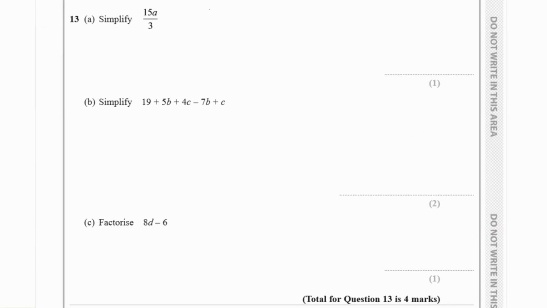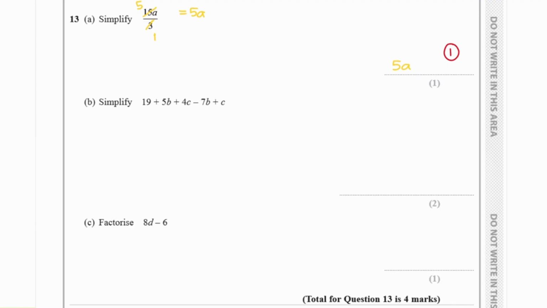Number 13, Part A, simplify 15a over 3. So in order to simplify this, we can just divide the numerator and denominator by the highest common factor, which is 3. So 3 divided by 3 is 1, and 15 divided by 3 gives us 5. So this just gives us a final answer of 5a. And this would be worth 1 mark.